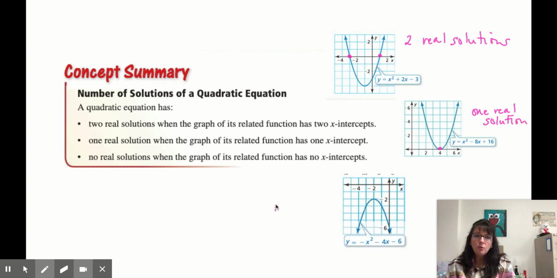And then you get no real solutions when it doesn't cross it at all. It doesn't cross the x-axis. There are no x-intercepts and no real solutions.